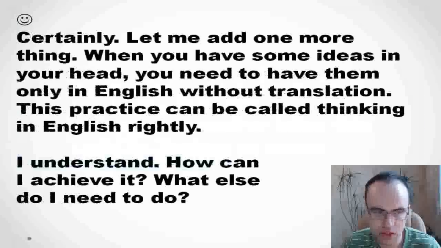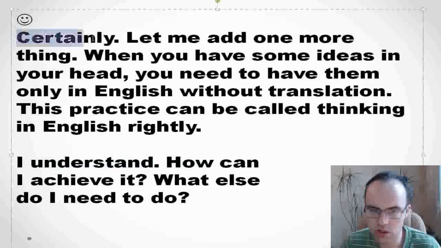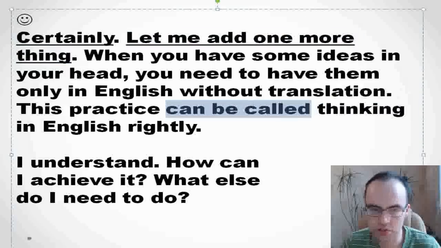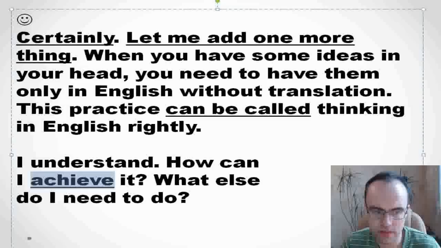Really? Certainly, or means of course. Let me add one more thing. It means that I want to add one more thing. When you have some ideas in your head, you need to have them only in English, without translation. This practice can be called thinking in English, rightly. But that's not all. Let me finish, okay? I understand. How can I achieve it? So how can I get it? What else do I need to do?